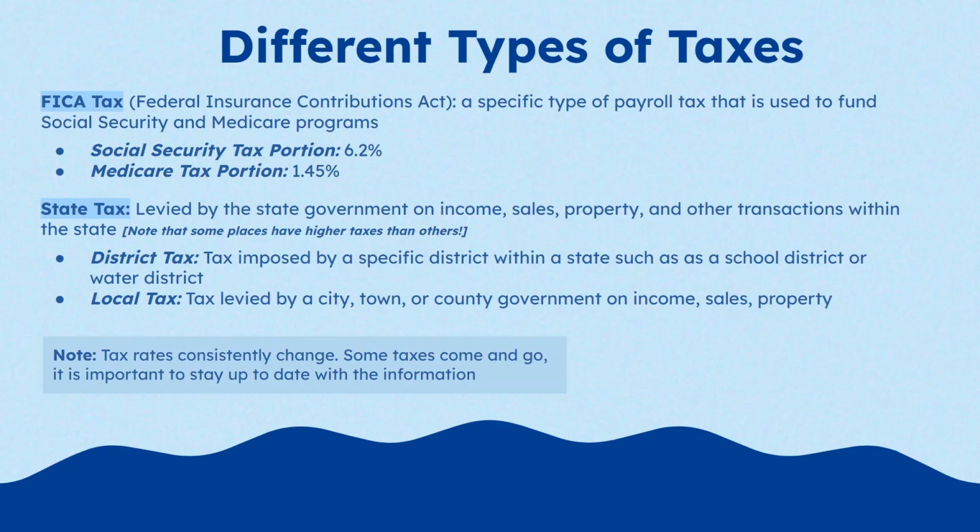Local taxes are levied by a city, town, or county government on income, sales, or contributions to social insurance programs. Social Security's tax is 6.2% of your taxable income up to $160,200 in 2023. That amount usually goes up every single year. Medicare tax is 1.45% of an unlimited amount of earnings.